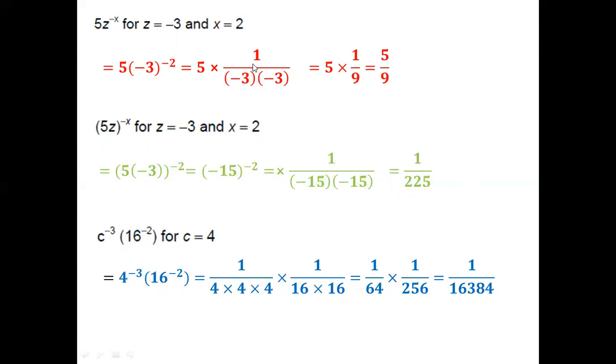Unless you change it to a fraction form, you cannot solve this exponent, right? So 1 over negative 3 multiplied by negative 3. That's going to give you 5 multiplied by 1 over 9, because it's positive. Negative 3 multiplied by negative 3 will give you a 9, equals 5 multiplied by 1 is 5 over 9. So your answer has to be 5 over 9.